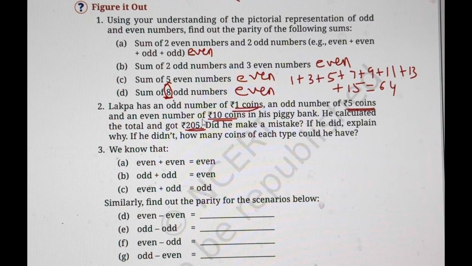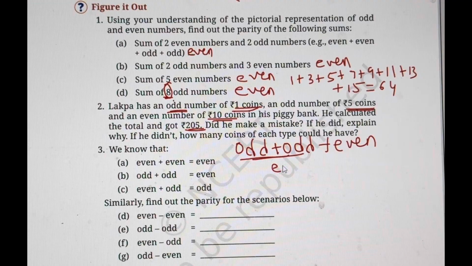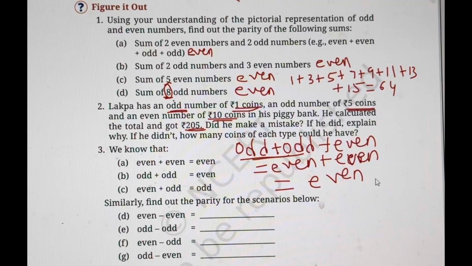What we need to concentrate on here is an odd number of 1 rupee coins plus an odd number of 5 rupee coins, and then an even number of 10 rupee coins. Now odd plus odd gives you even, and even plus even will give you again an even number, right? So whatever number of coins he has, 3, 7, of 1 rupee or 5 rupee, whatever number it is, odd plus even will give you an even number.